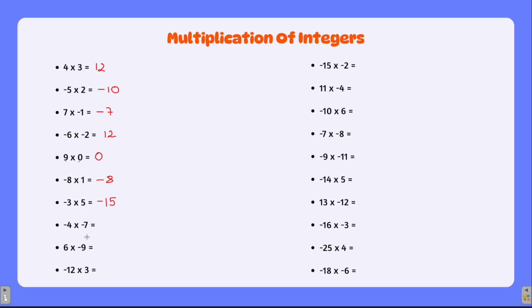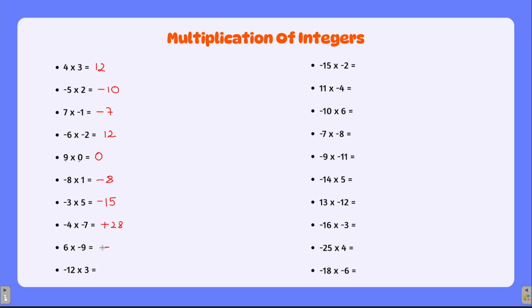Minus 4 into minus 7. Two negative numbers getting multiplied together. And whenever two negative numbers get multiplied together, we get a positive integer. So it will be a plus 28. Then 6 into minus 9. A positive integer and a negative integer. And you guessed it right.